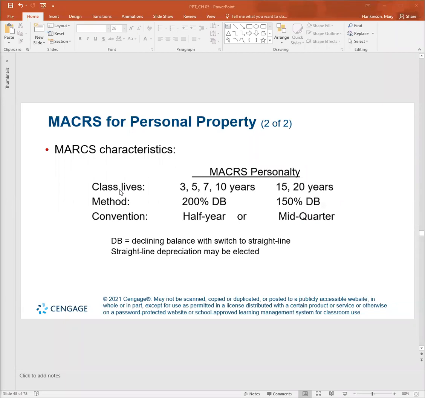Cost recovery for personalty in all but the 15 and 20-year classes is based on the double declining balance depreciation, switching to straight line when using straight line over the asset's remaining recovery period yields a greater deduction. Cost recovery of property in the 15 to 20-year categories is based on the 150% declining balance method.